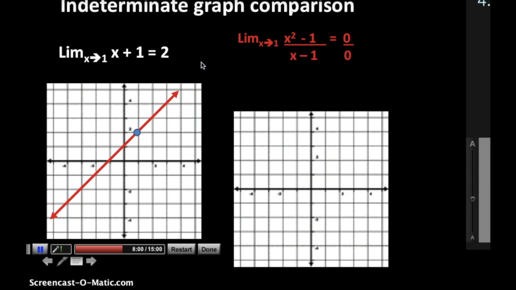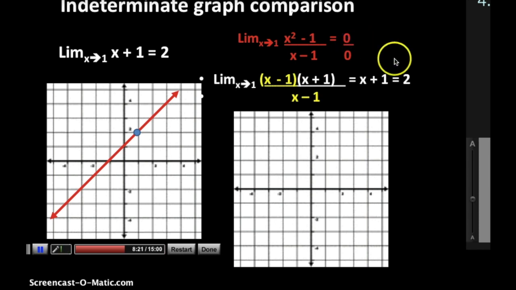A second one that we want to do also has x approaching 1. This one's a little more complicated. When I plug 1 in, I don't get a nice number like 2. I get 0 over 0, which is the indeterminate form. This indicates the problem needs to be reduced. In our case, we can see it needs to be reduced by factoring. So we factor x squared minus 1 into x plus 1 times x minus 1. And notice that this cancels.